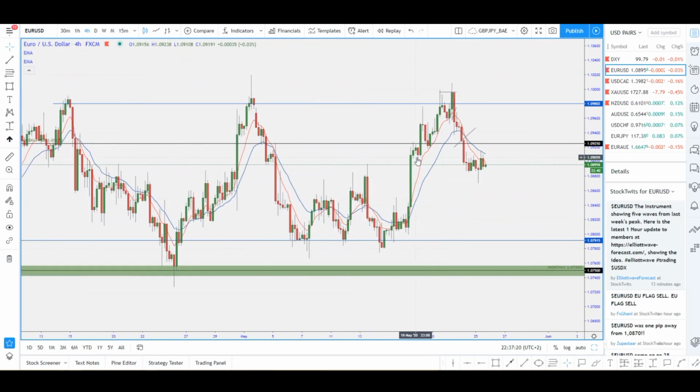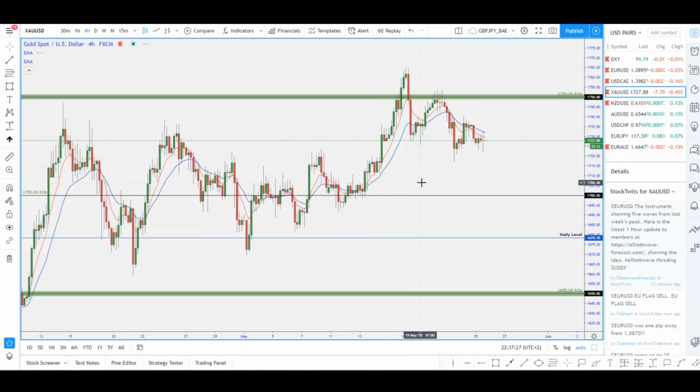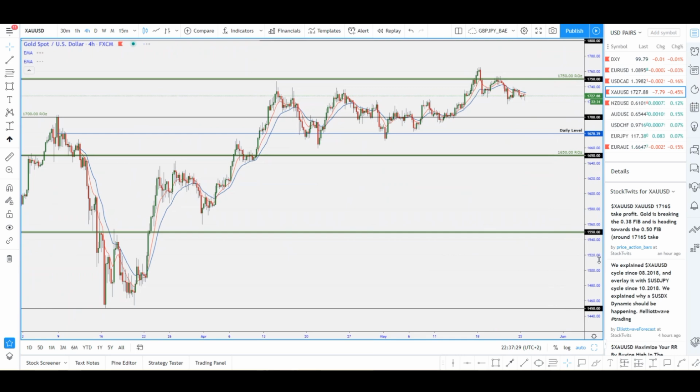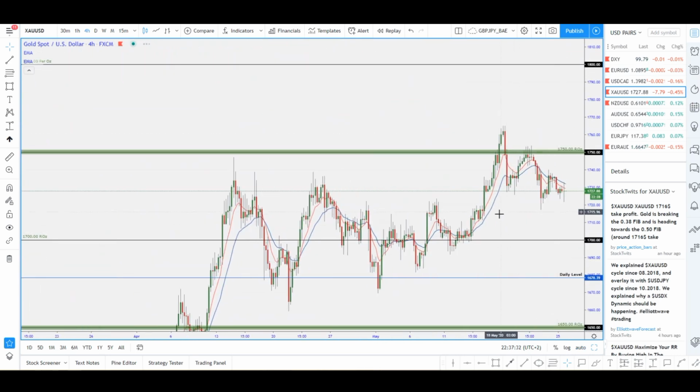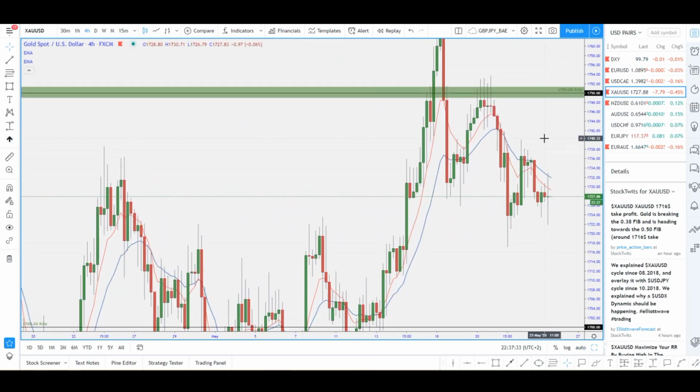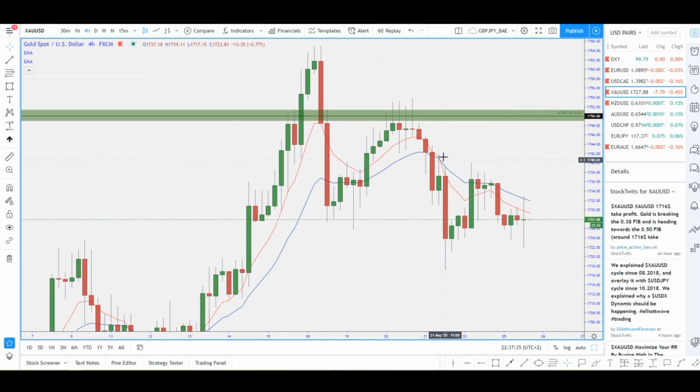If the blue is above the red, then we know that the market is trending down. But if the red is above the blue, then we know that the market is trending up. On the gold chart that we did analyze earlier, you can see how we actually had a crossover earlier on there, so the market is clearly still on a downward trend.